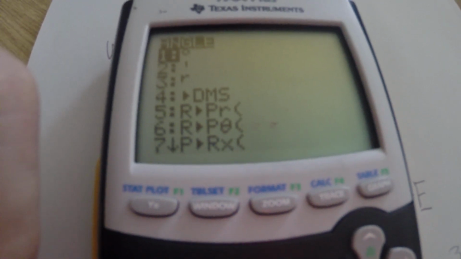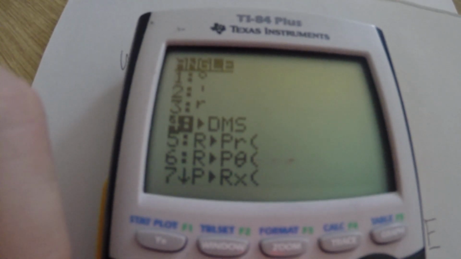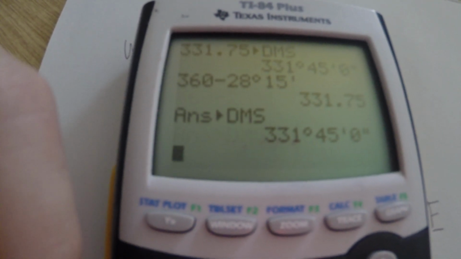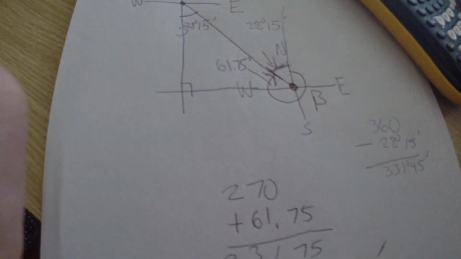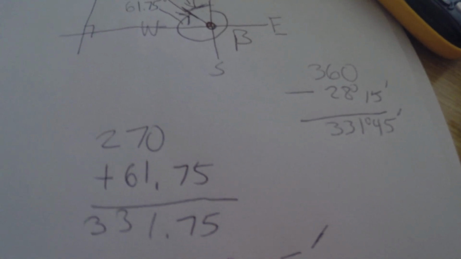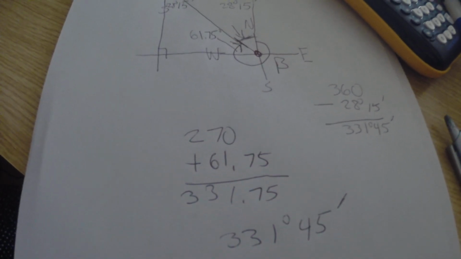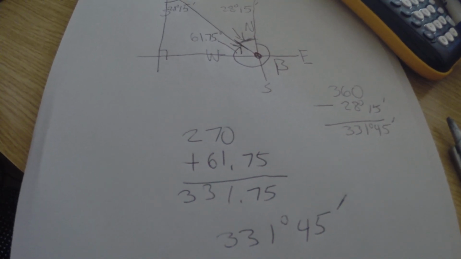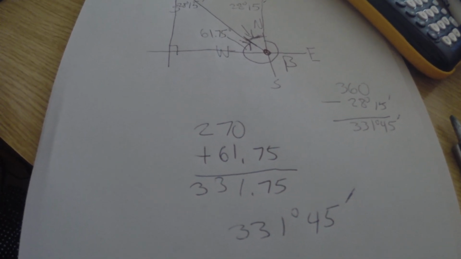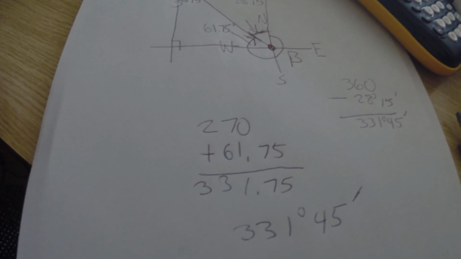But if you still don't believe me, I don't understand why you would doubt my power. I'm Anderson after all. You get 331 degrees, 45 minutes. And there you have it. So either way works. Remember, there's not just one way of solving math problems. If you find a way that you like that's better, go for it. Do it. Do whatever makes you happy. Do whatever gets you the correct answer, though. Don't just choose what makes you happy.